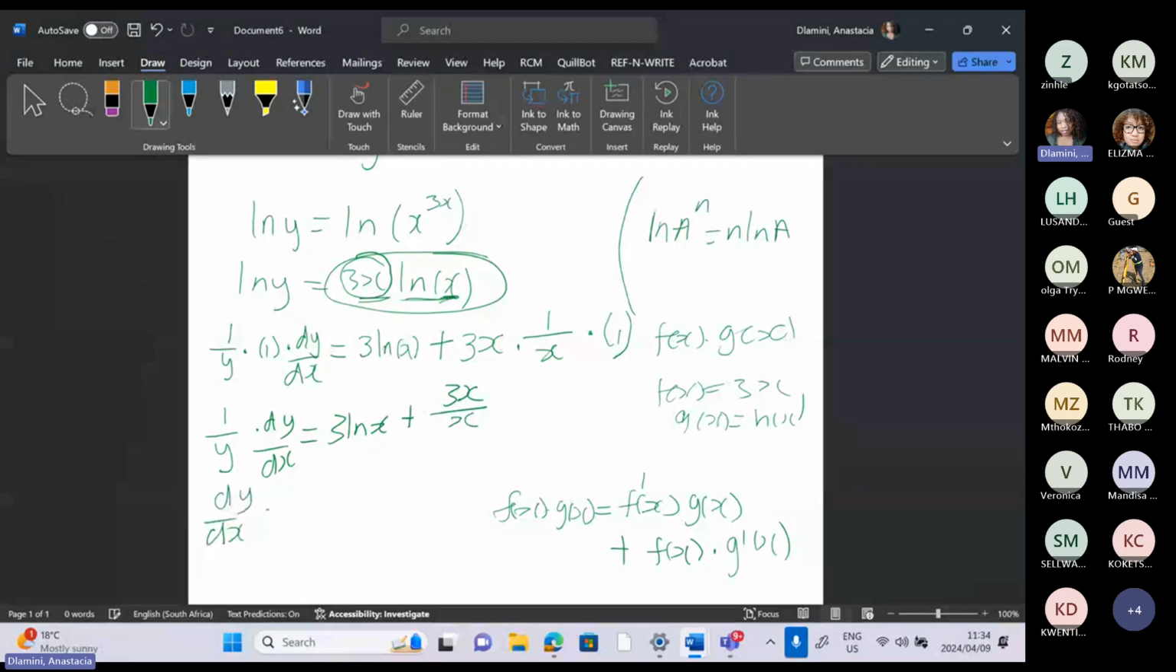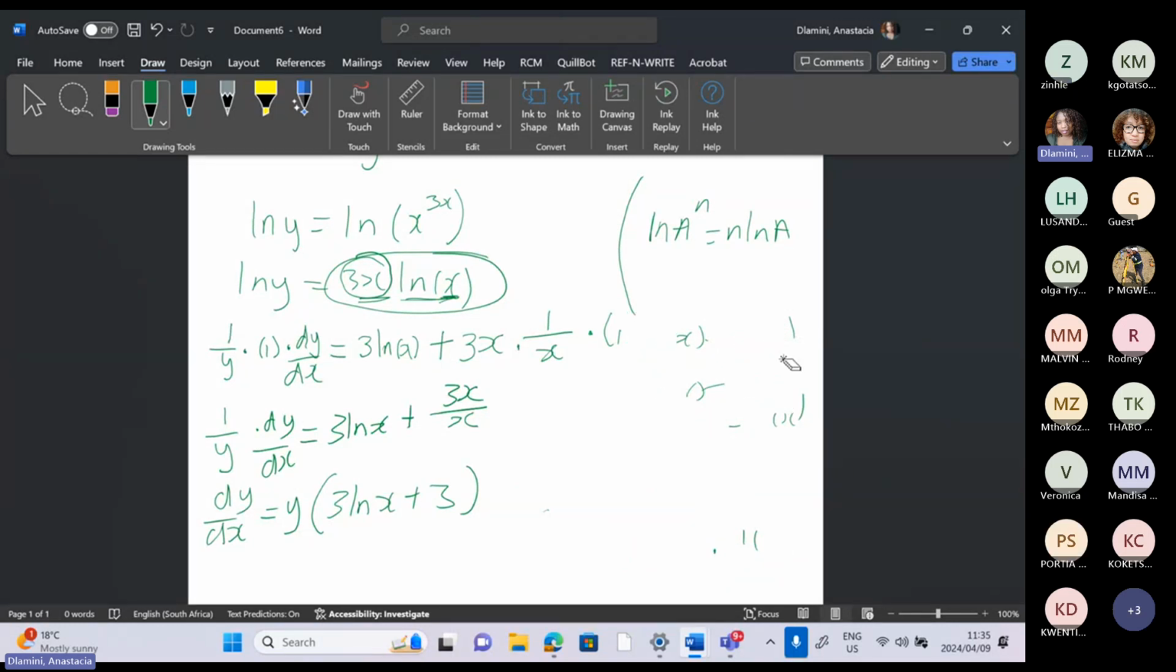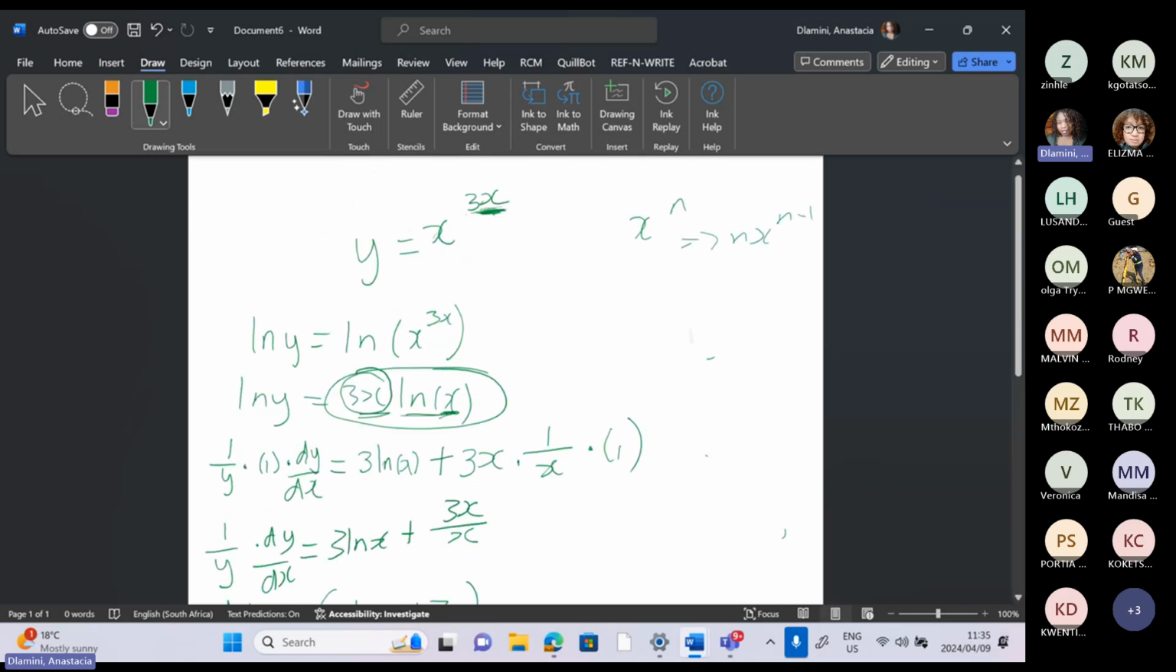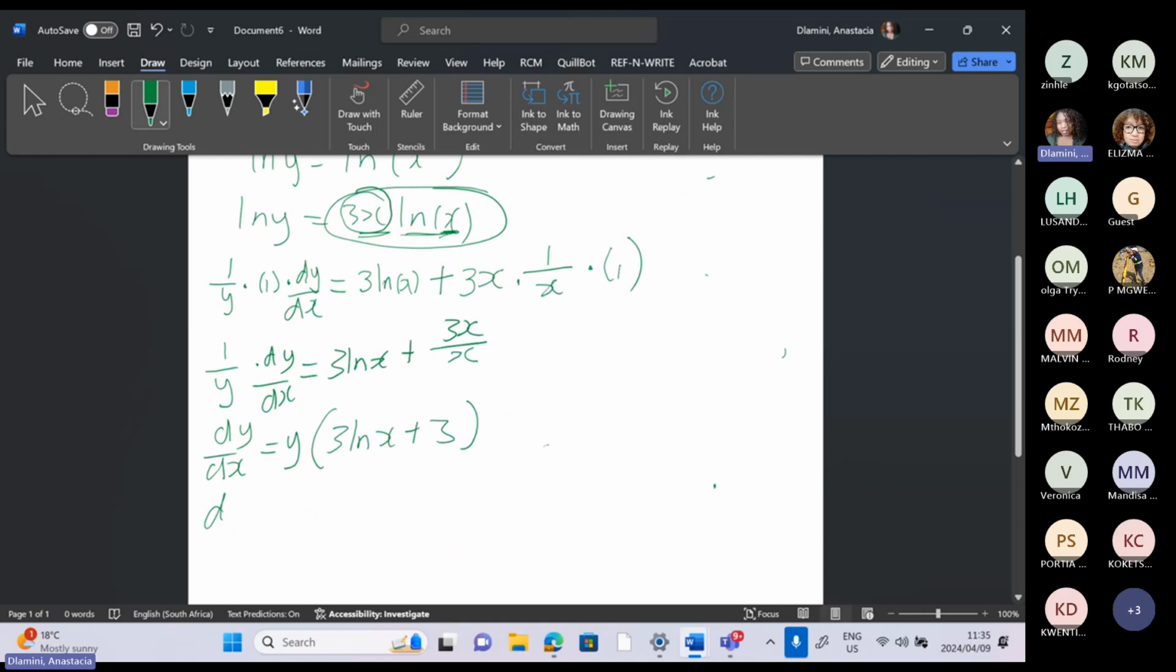So this is equal to y times (3 ln x plus 3). Now, remember what we said. If you leave it like this, you won't get your full marks. Because we know that if you get to this point, we're given the value of y. And since we are given the value of y, what is y? y is this one here. So then we substitute it back here. So dy over dx is equal to x to the power of 3x times (3 ln of x plus 3).